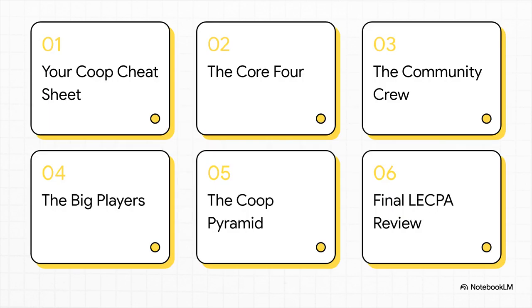So here's our game plan. We're going to start by mastering what I call the core four. These are the ones you'll see most often. Then we'll meet the community crew and the big players. After that, we'll break down the entire structure with the co-op pyramid, and we'll wrap it all up with a rapid-fire review to make sure it all sticks.